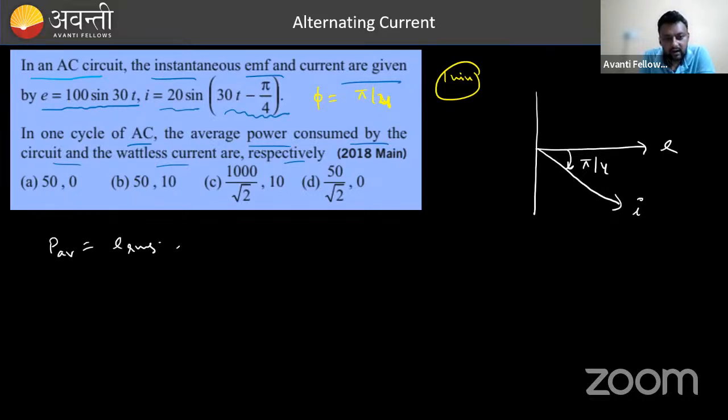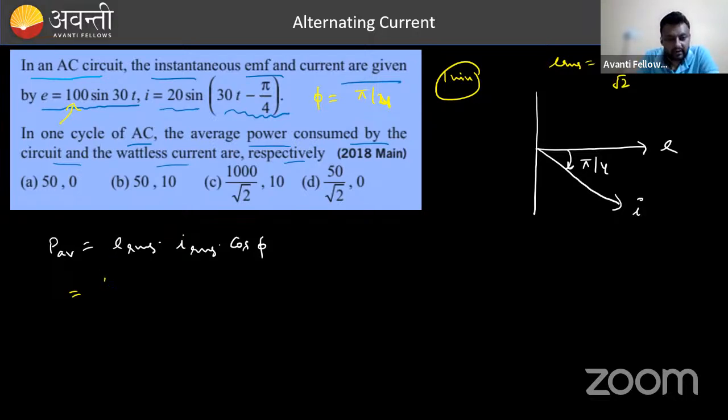ERMS, IRMS into cos phi. I hope you remember this relation. Now you can put the values. ERMS, maximum value of EMF is 100. And if you don't know, I can write it here. ERMS is E naught by root 2. Similarly, IRMS is I naught by root 2.